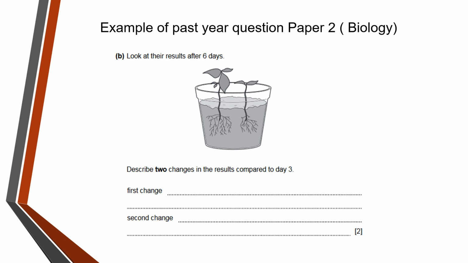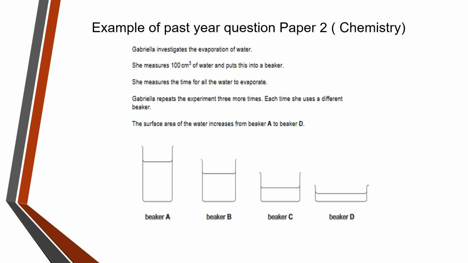So describe the 2 changes. You can say the roots are longer, or you can say the roots have branched. Either one of the answers will do. The second change, you can see that there is a stem, or you can also say that there are leaves. So this is an example of a past year question, paper 2, biology. Now let's have a look at an example of a past year question, paper 2 for chemistry.